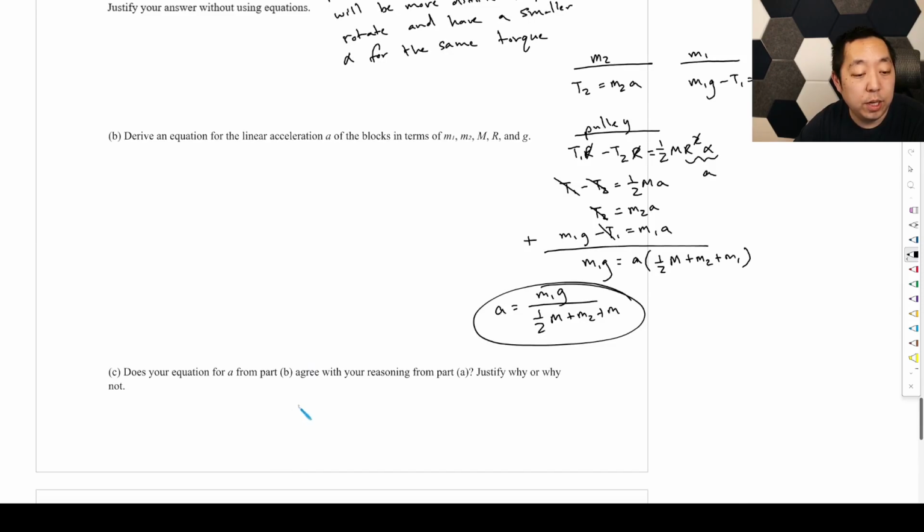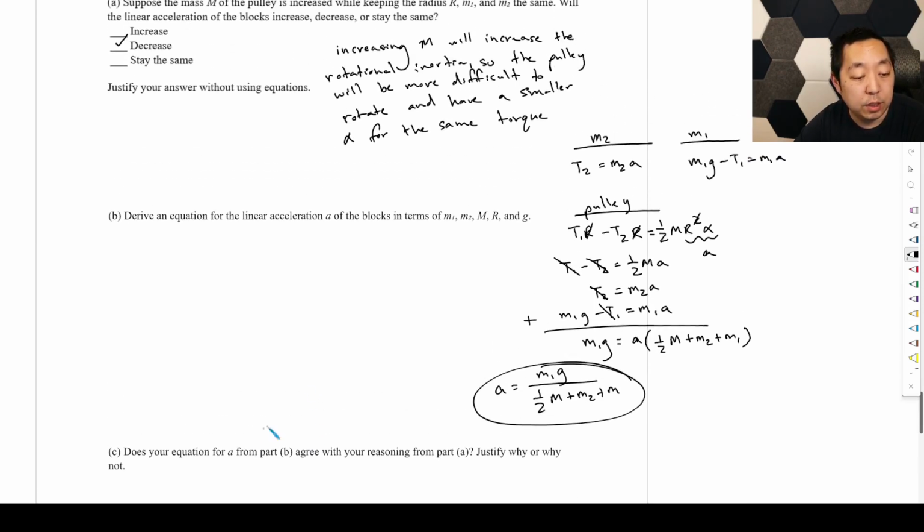Okay. Does your equation from part B agree with your reasoning from part A? So we said increasing M will decrease the linear acceleration, and we see the big M, sorry, this is m1 here. This big M is only in the denominator. Yes. Increasing M increases the denominator.